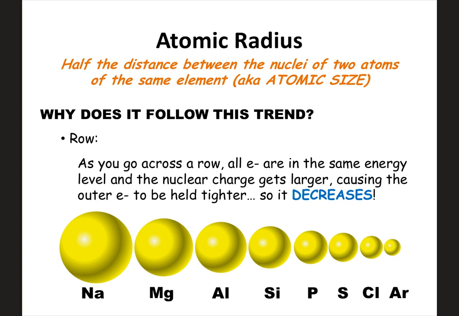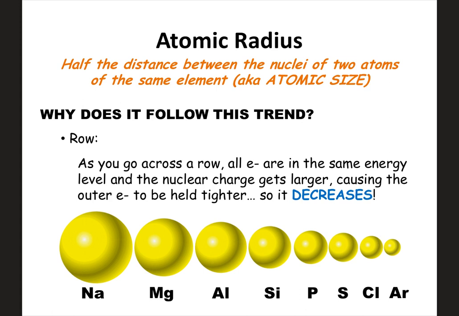But what's happening is you're adding a proton to the same energy level as you go across from one element to the next. So essentially your nuclear charge is getting stronger. Your nucleus is getting stronger, and it's pulling in those outer electrons more, so it makes the atom itself smaller.